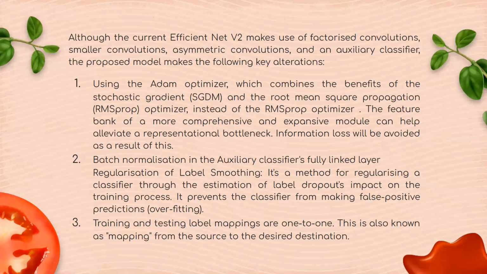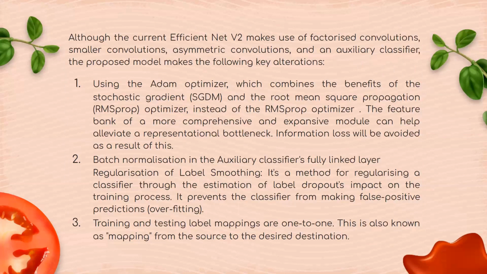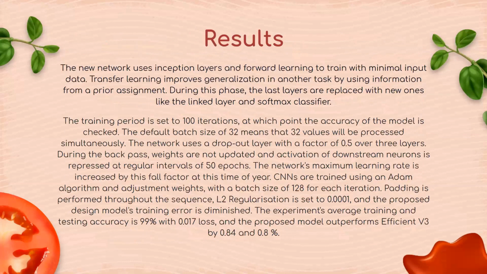Label mappings, also for training and testing, are 1:1. The process of mapping from the source to the intended destination is another name for it. And this is a comparative analysis of the several DL designs in terms of layer count and parameters. And moving on to the results, Aditya. Yes, Javier. So moving on to results.